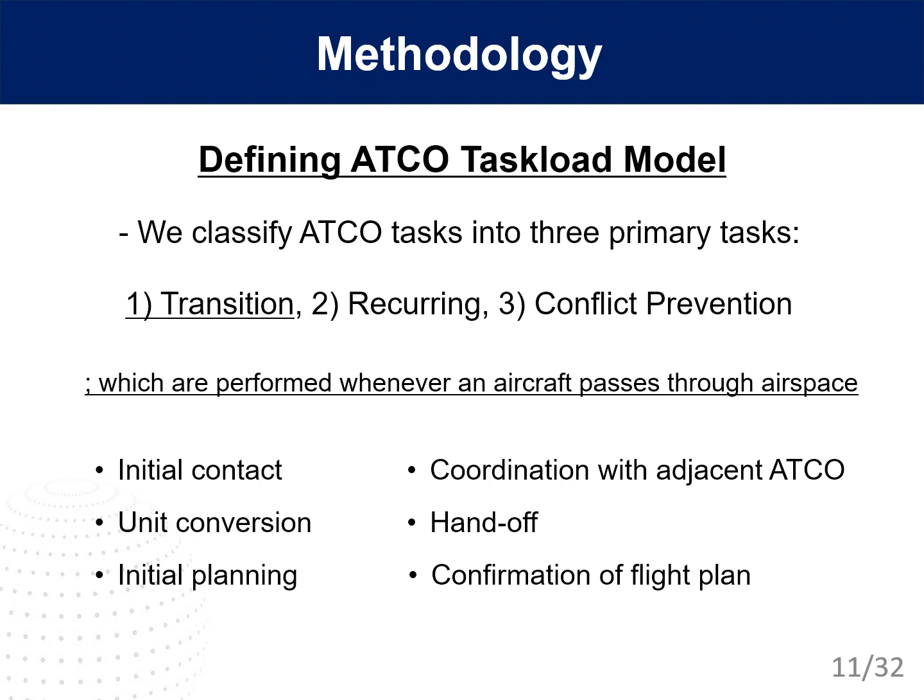Transition tasks are performed whenever an aircraft passes through the airspace. These tasks include initial contact, which means the first radio communication between an aircraft and air traffic controllers, meters to feet unit conversion, and initial planning, which means review of routes and altitude when an aircraft enters the sector, and coordination with adjacent air traffic controllers, and handoff, which means transfer of control authority to the next air traffic controllers and confirmation of flight plan.